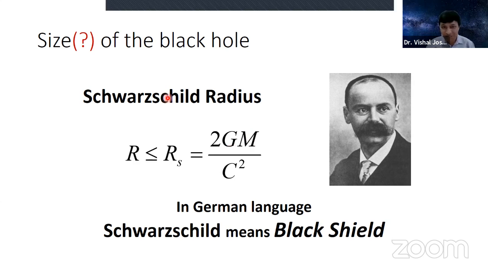Interestingly, Schwarzschild has a meaning in the German language: black shield. So Schwarzschild is actually making his name worthy.